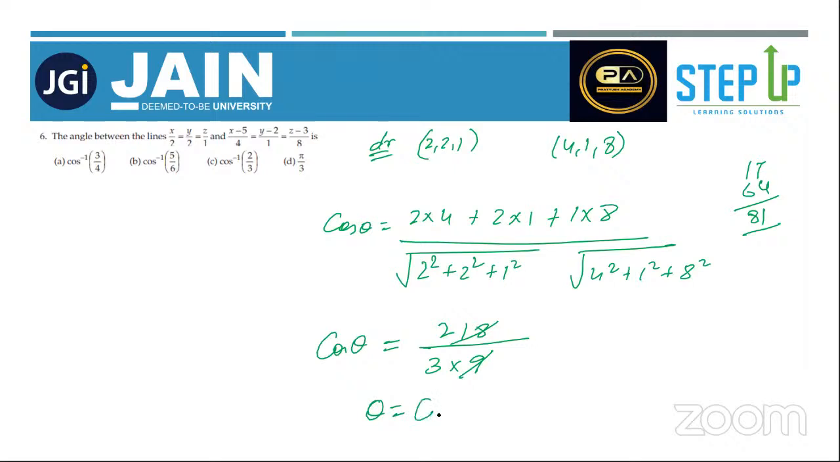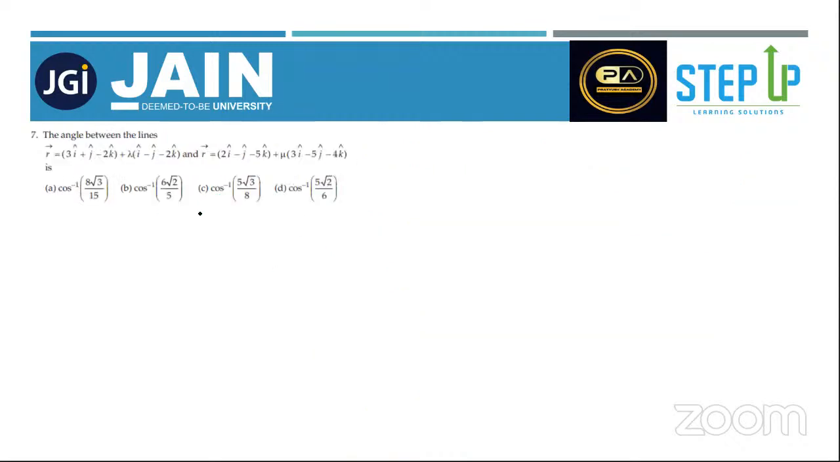So what is theta equal to? Cos inverse 2 by 3. So the answer is option C. You understood, Suyog? Okay, no problem. Try to solve question number 7, please.